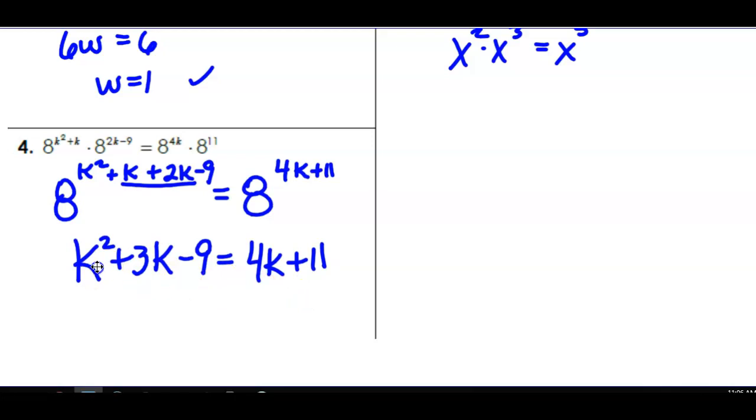Then I have a k squared, so I have to make it equal to 0. If I subtract 4k over here, I'll get negative 1. If I subtract 11, I'll get negative 20.